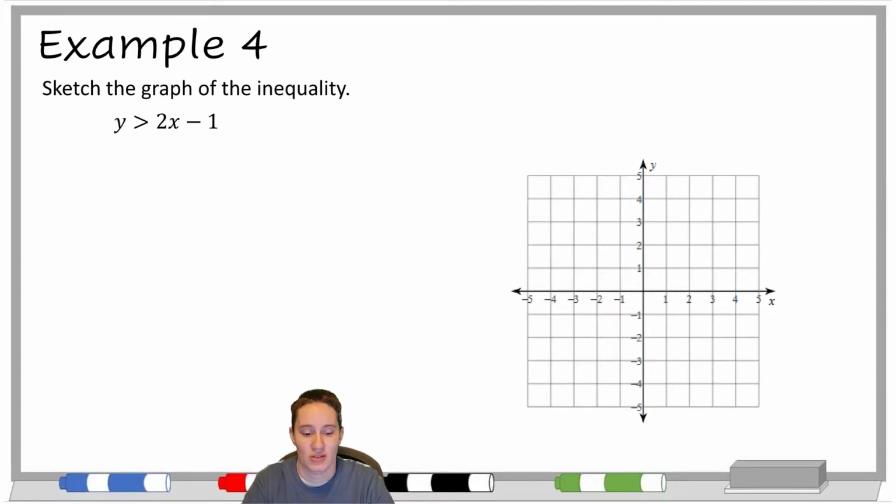All right, so let's graph this. This is a greater than, and we've got a y-intercept of -1. We've got a slope of 2 over 1, so I'm going to go up 2 and right 1. This is supposed to be a dashed line because we're not equal to. So this is my line. Now we're going to graph greater than.